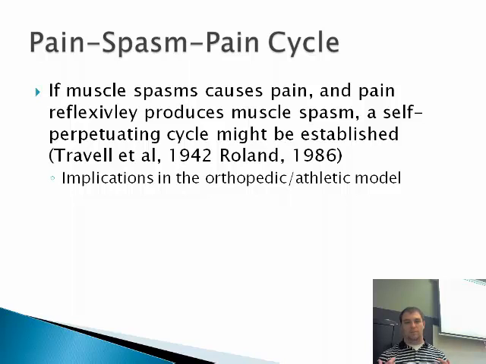Implications in an orthopedic and athletic model. In the traditional athletic model, in a college or university setting, you tear an ACL. What happens? Your quadriceps and hamstrings go into spasm, and spasm can cause that pain. Vice versa, you're in a car accident and have a whiplash injury in your neck. Your muscle goes into spasm and causes pain, and then it causes more spasm.